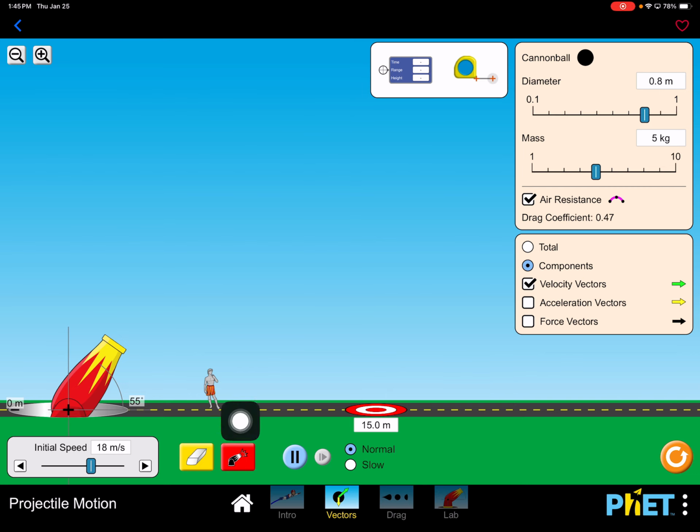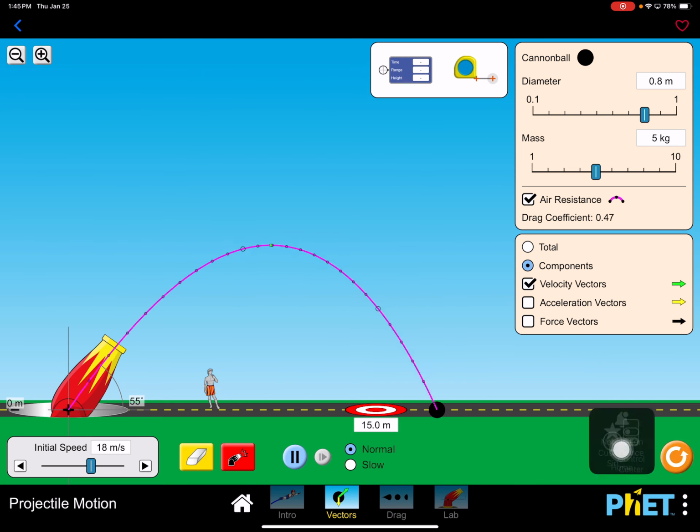All right, so I'm going to shoot a projectile. Air resistance is negligible in this thing. The simulation will show you the components of the velocity vector, the x and y components. Okay, and the x component is that, there's the y component.